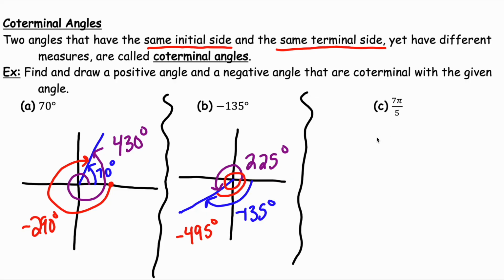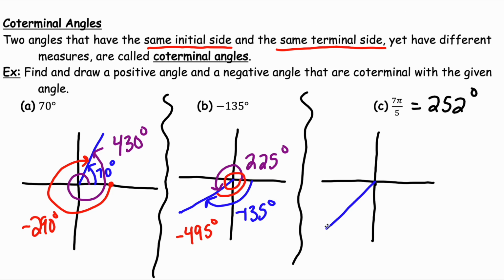All right, the last one. For some of you, this may be a lot easier just to change over to degrees. That's 252 degrees if you do that. But remember, if you do that, since this was presented in radians, we have to change it back to radians. So I'm just going to leave it in radians and go through it that way. You could do this on your calculator. 252 degrees is down here. So going from here to here is my 7 pi over 5.